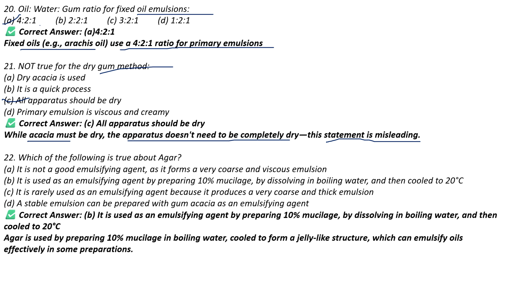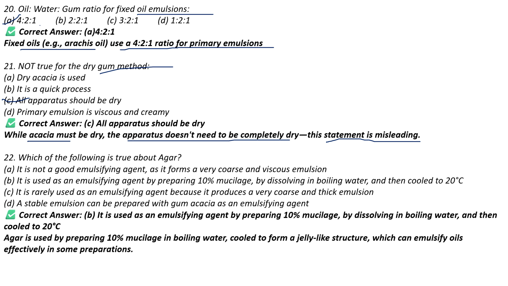So moving on to the next question, which of the following is true about agar? Out of the given four options we have to tell कि agar के respect में कौन सी बात सही है. Options are, it is not as good an emulsifying agent as it forms very coarse and viscous emulsion. It is used as an emulsifying agent by preparing 10% mucilage by dissolving it in boiling water and then cooled at 20 degrees Celsius. It is rarely used as an emulsifying agent because it produces very coarse and thick emulsion. Yeah, a stable emulsion can be prepared with gum acacia as an emulsifying agent.